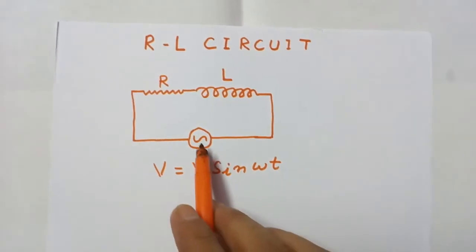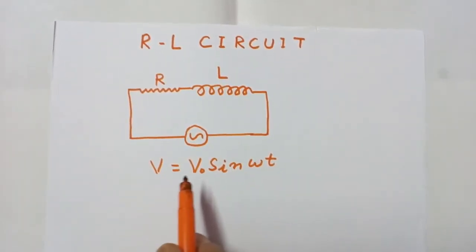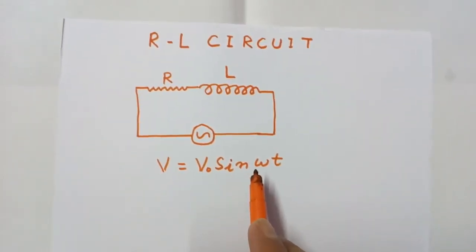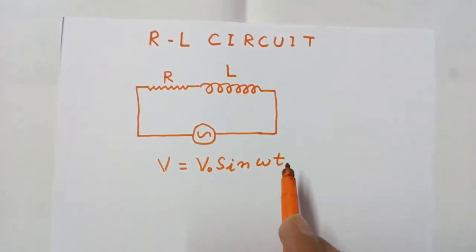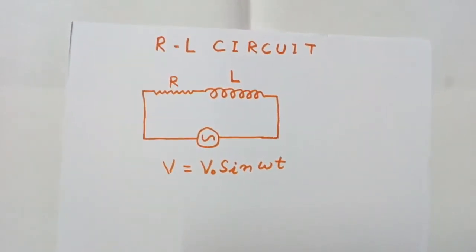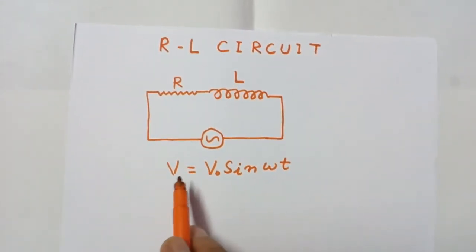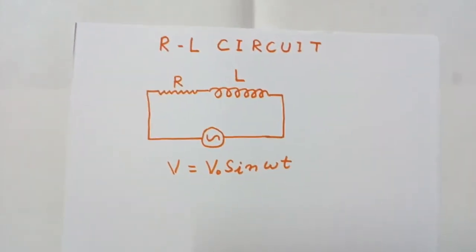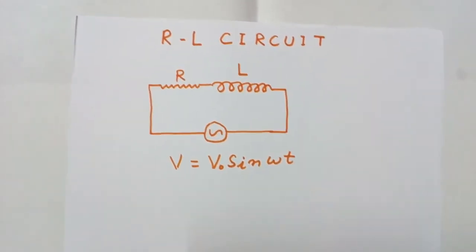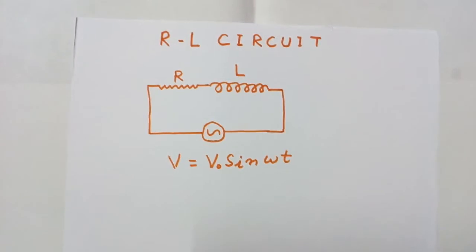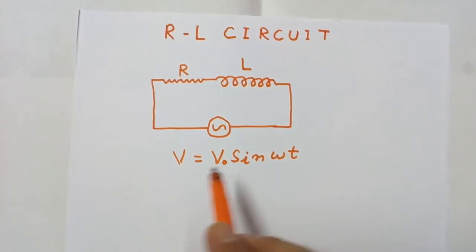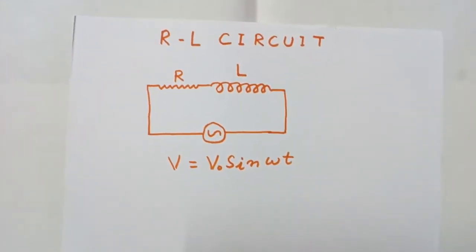Suppose voltage across this arrangement V is equal to V naught sin omega t, because it is alternating voltage. Omega is angular frequency of this alternating current, t is time, and V naught is amplitude or peak value of this voltage. V is voltage at any instant. V is the voltage at a particular time. So we know that voltage is varying according to a sine curve. So this is sinusoidal voltage.